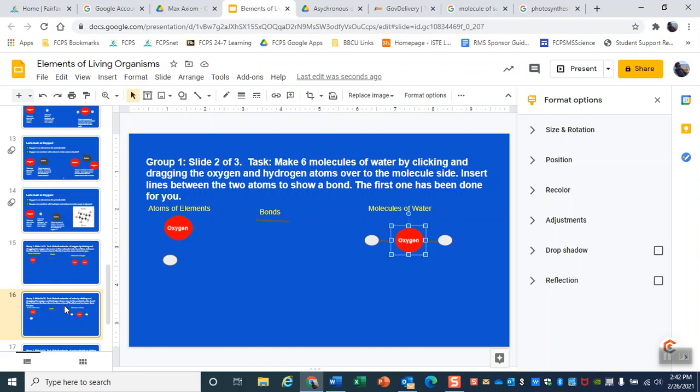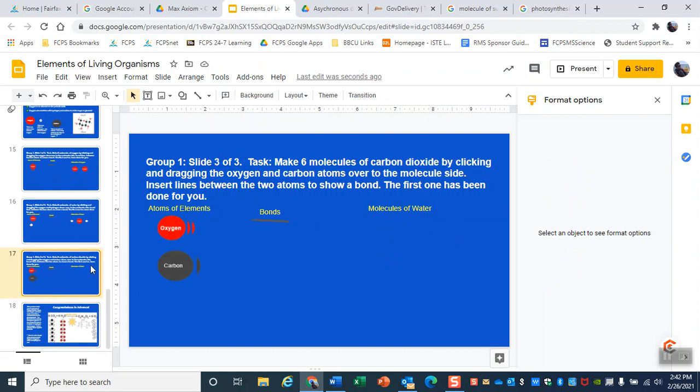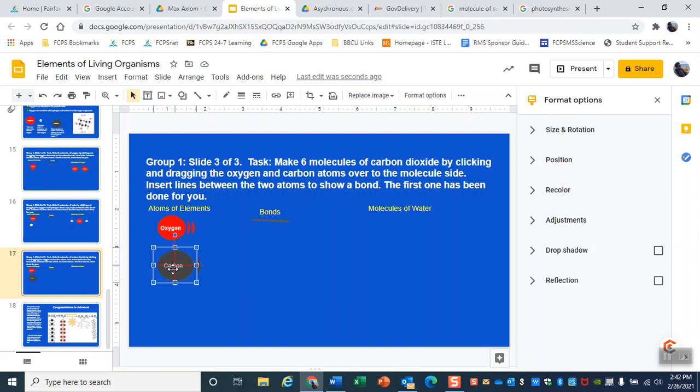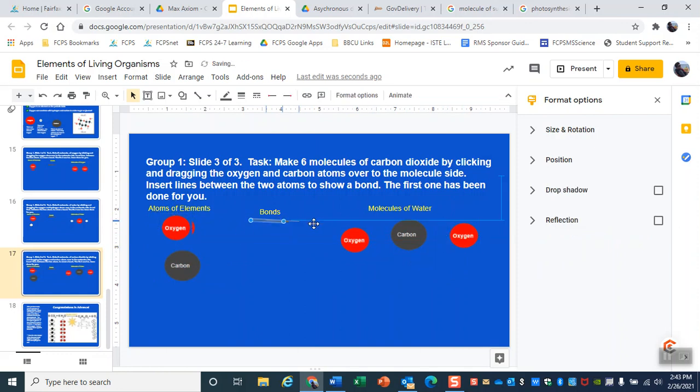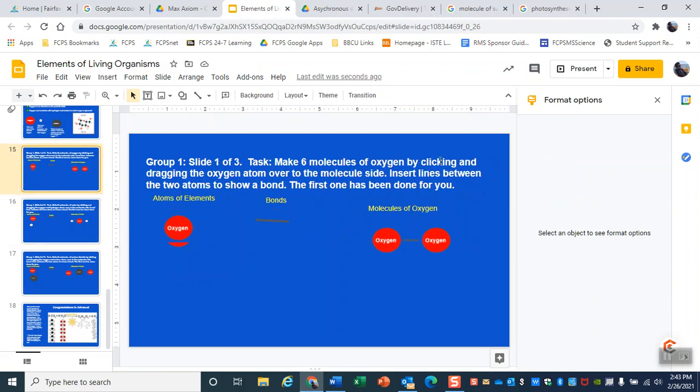So let's see here. And then our last molecule that we're going to be making is carbon dioxide. So you take 1 carbon to 2 oxygen atoms, and then you combine them together. All right, so you and your group want to combine together, and you're going to make 6 molecules of carbon dioxide, 6 molecules of water, and 6 molecules of oxygen gas together.